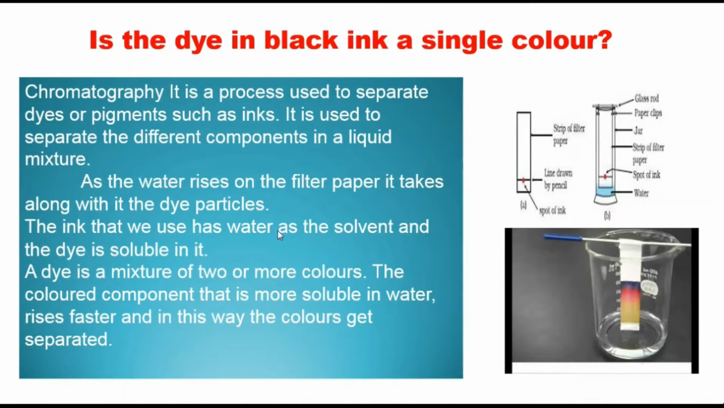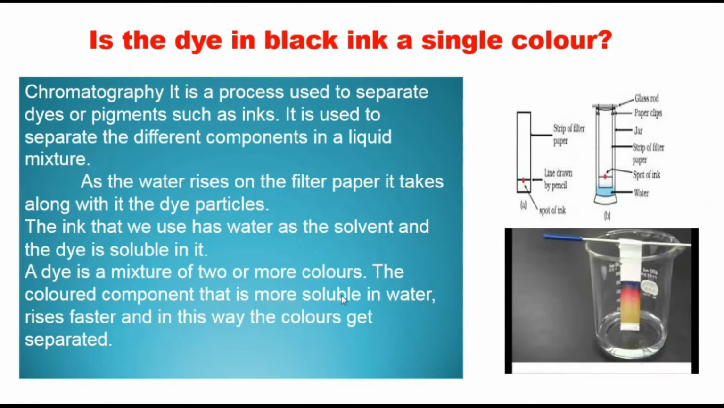Now here the ink that we use has water as a solvent and dye is soluble in it. We have already seen in the previous experiment how we can separate this dye by the process of evaporation. Actually this dye is a mixture of 2 or more color. ये किसी एक कलर से नहीं बनता, ये बहुत सारे कलर से बनता है.